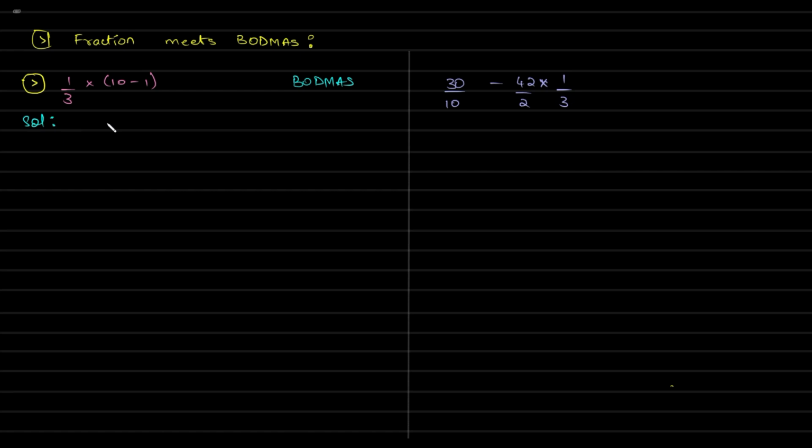So let's start with the brackets, and that's 9. Done. No operation. 1 by 3 into 9. So there is multiplication, or you can see it as division as well. So we can see 3 and 9, they have 3 as a common factor. 3 ones are 3. 9 divided by 3 is 3. So we have the answer to be 3 by 1. Division done, multiplication done. No addition nor subtraction.